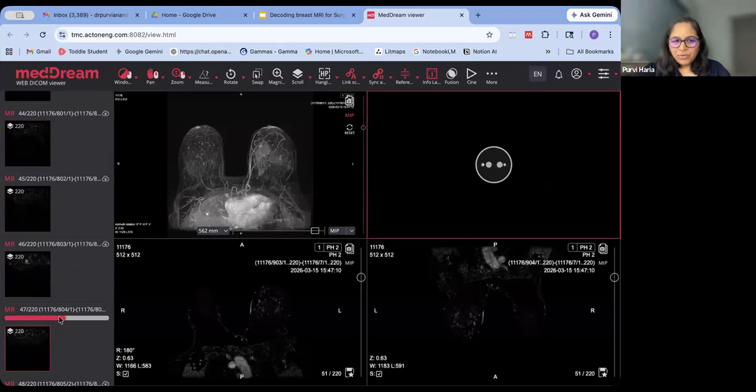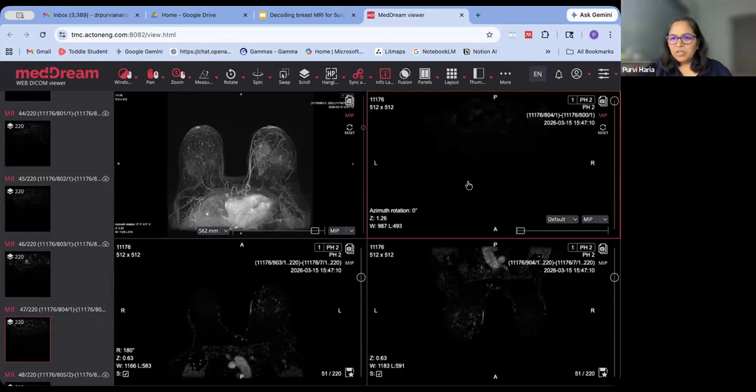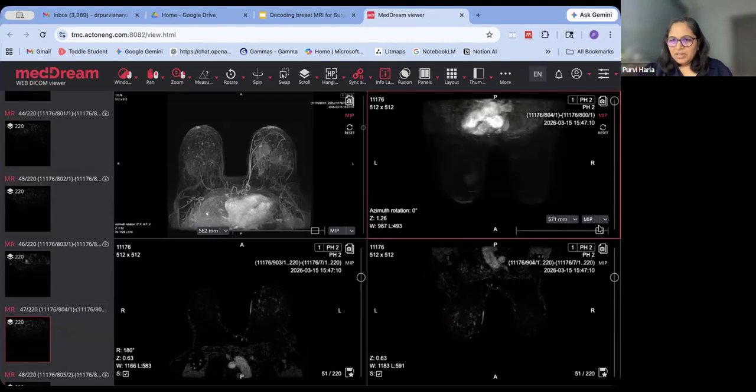It takes a few seconds to make a MIP of that image. Many times it's not labeled as ultrafast or routine dynamic. These numbers are mentioned, like this sequence is subtracted and this image is created. So probably I should have taken the fifth phase.